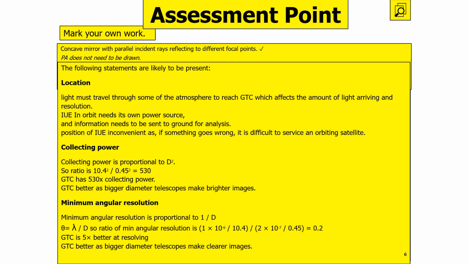Now the minimum angular resolution links to the Rayleigh criterion of theta equals lambda over d, so theta is proportional to 1 over d. So when you work that through, you get a value of 0.2. So that tells us that the GTC is 5 times better at resolving than the IUE, and so therefore it's going to be better because it'll give a clearer image.